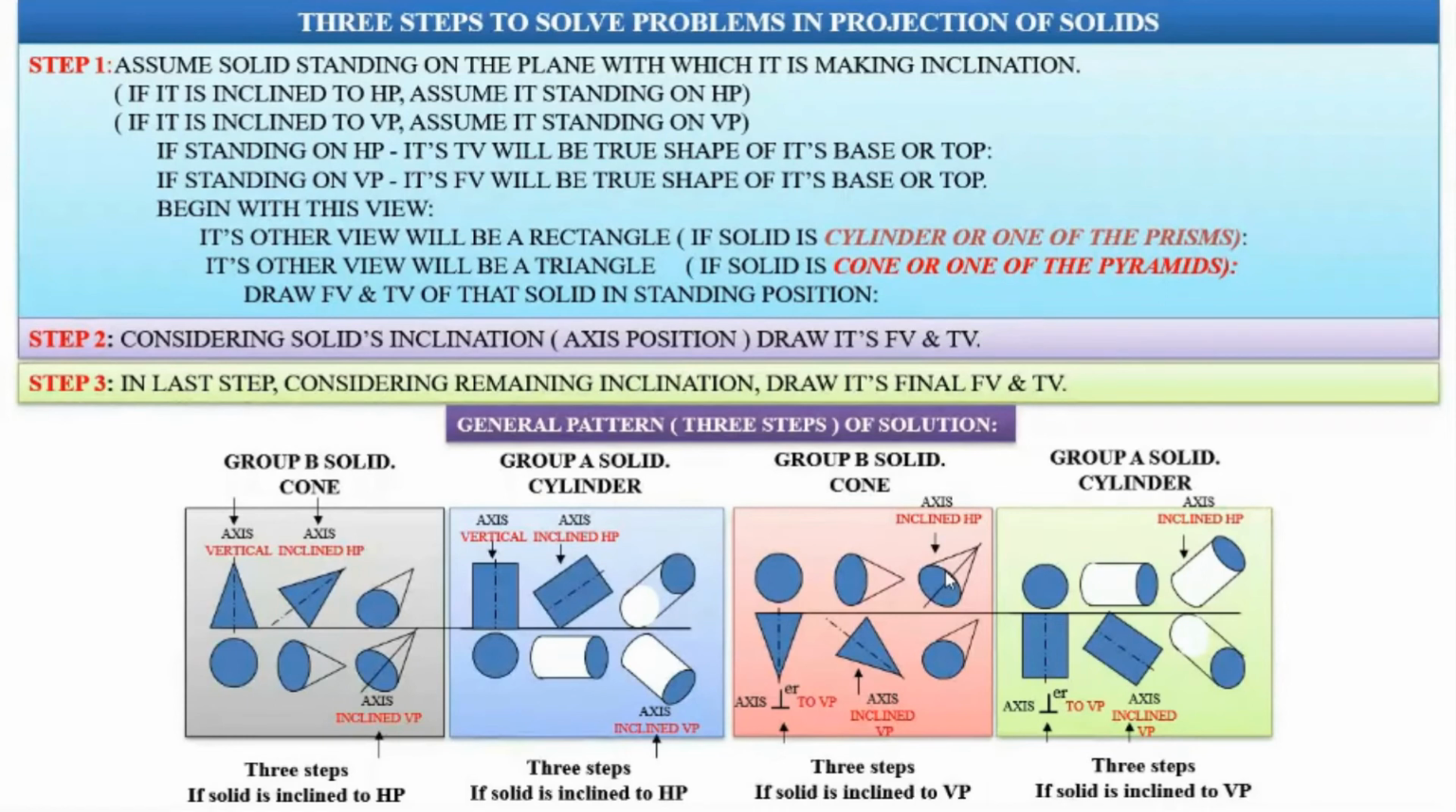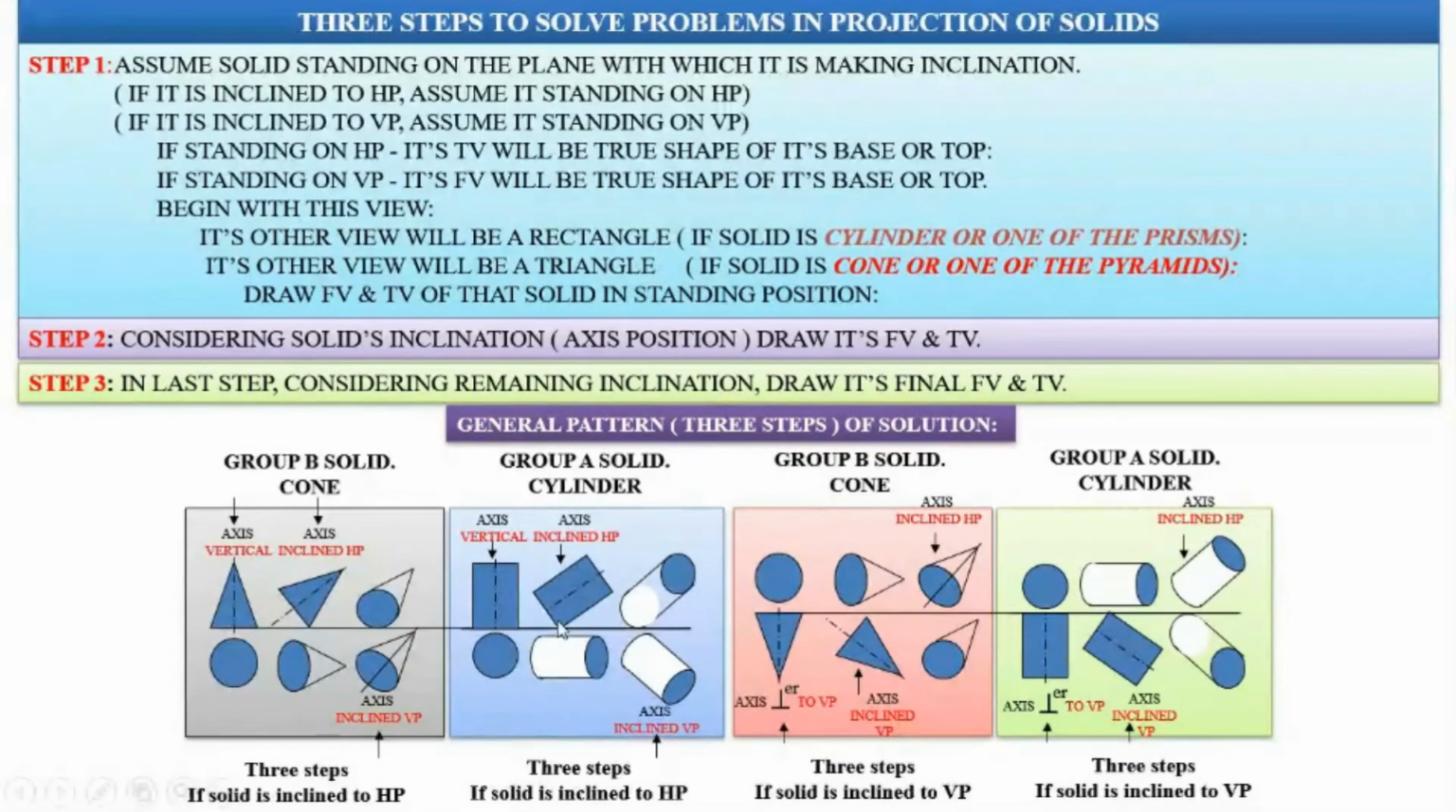So one of the views, the top view or the front view, will be the true shape of the base or the top, and the other will be either a rectangle or a triangle, depending on whether it is a cylinder or a cone, or a prism or a pyramid. Then draw the top view and the front view of that solid in the standing position. So that is the first condition.